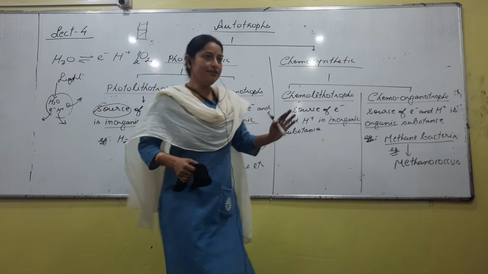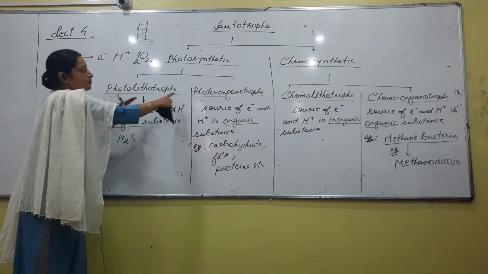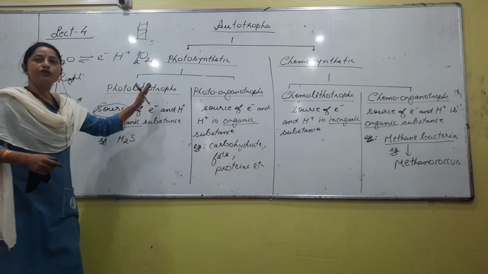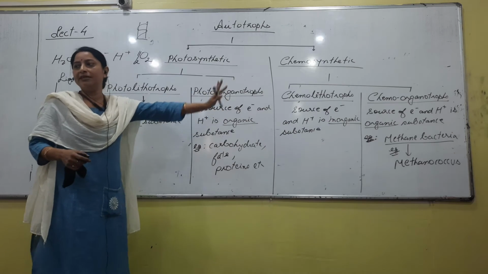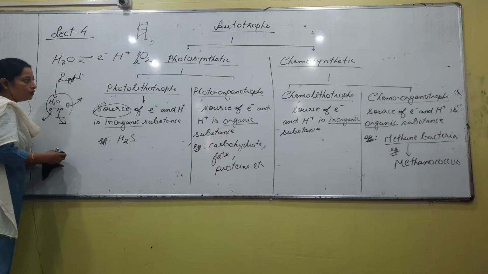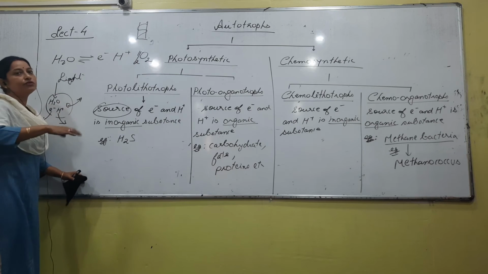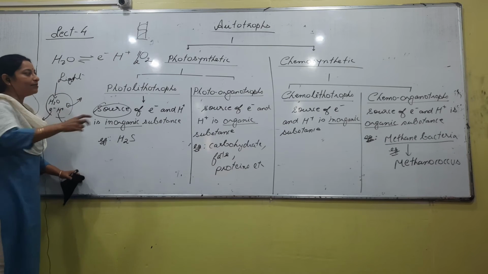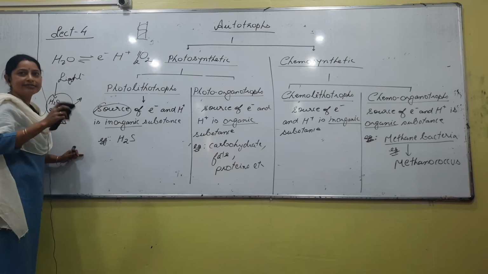So this part is clear, right? Next we'll go to the types of these, right? Photolithotrophs have types, photoorganotrophs have types, all will be divided into types. So what you do, either you can continue the chart or you can put it under a separate heading. What to write as heading? Write the heading photolithotrophs. What is photolithotrophs? I think the concept is clear now.